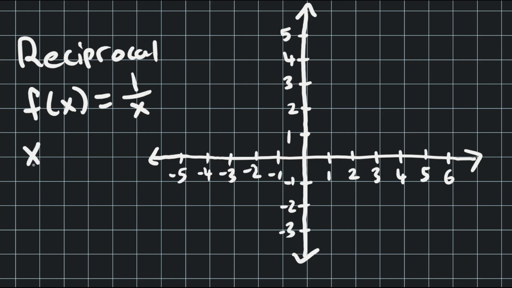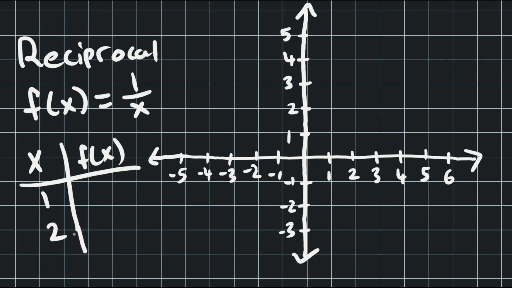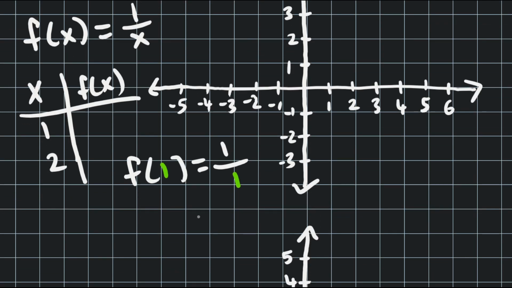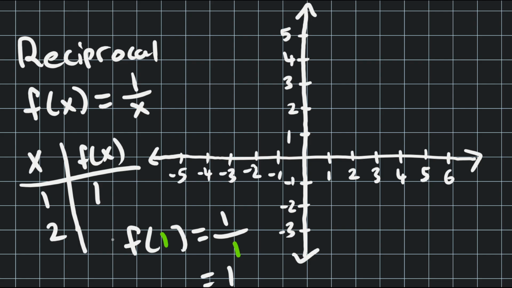Let's go ahead and figure out f of... So let's just draw a chart. Let's say we had 1 and 2. So, okay, what's f of 1? F of 1 equals 1 over 1, because f of x right here is 1 over x. So what is 1 over 1? That is just positive 1. 1 divided by 1 is 1. So f of 1 is 1.